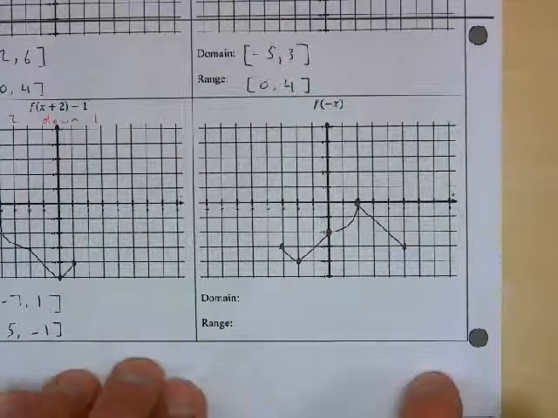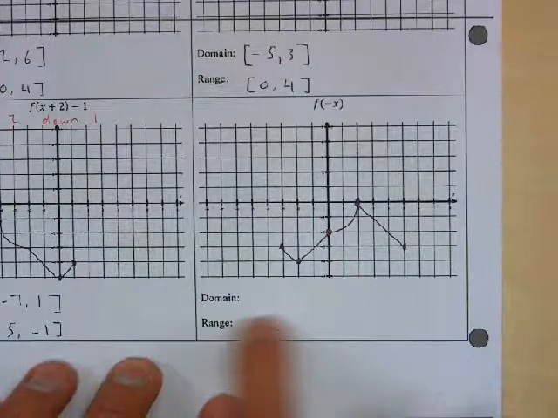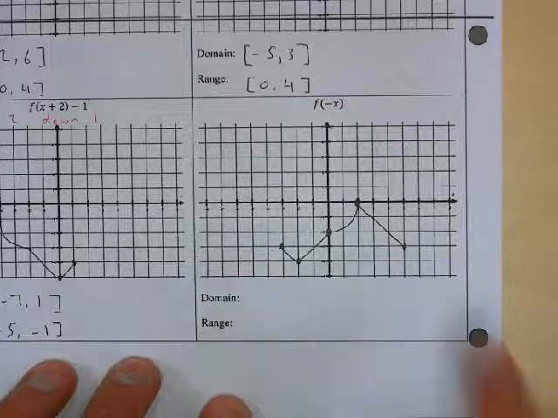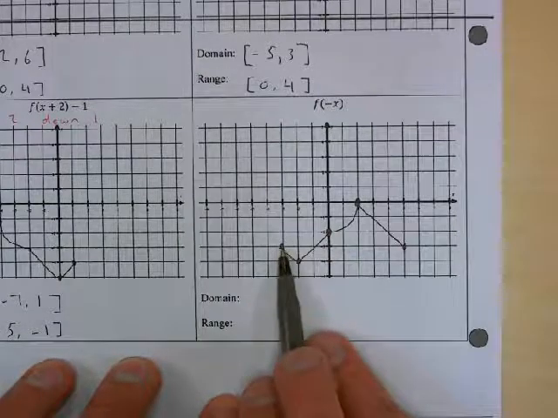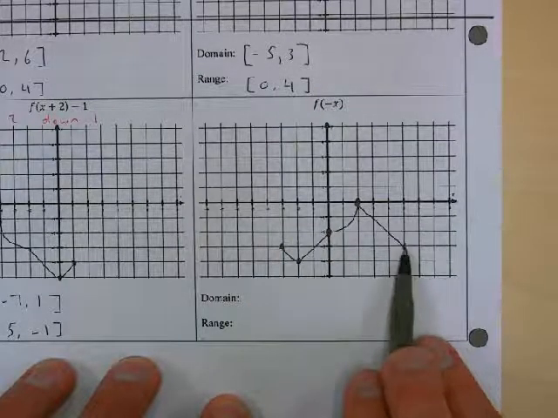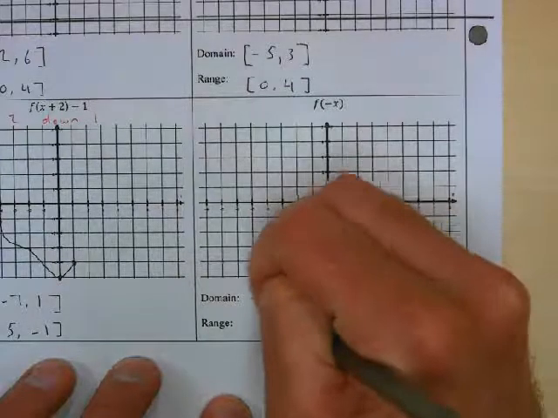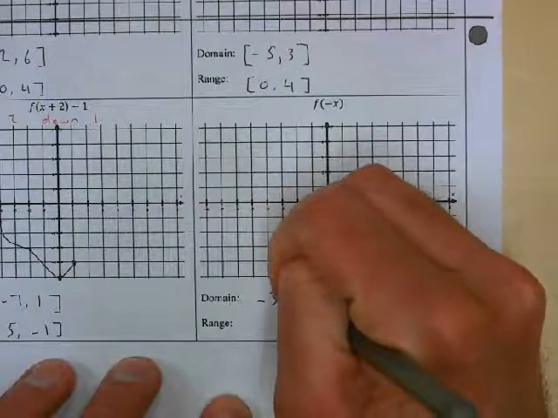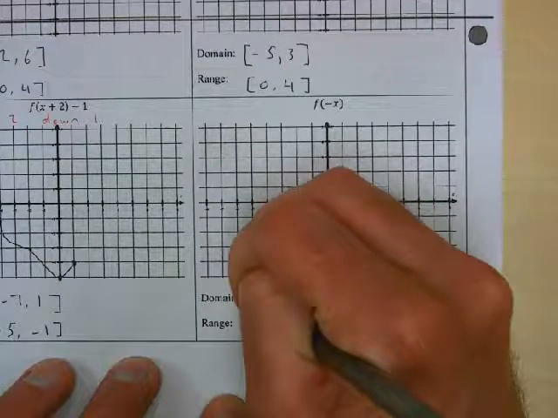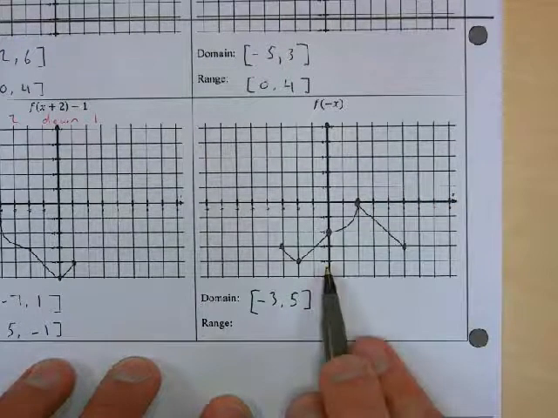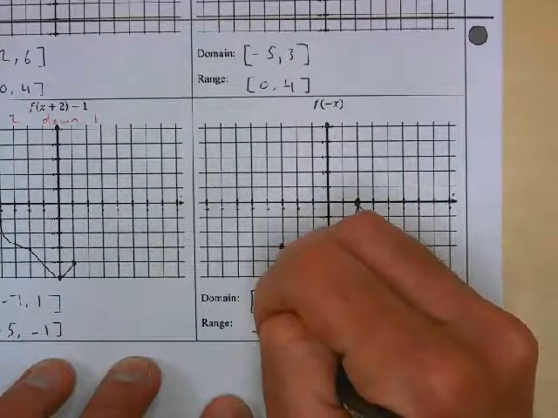So what's our domain and range going to be? And again, don't stress too hard on trying to figure it out before. Just look at your graph. That's the easiest way. Our domain goes from negative 3 to positive 5. And our range goes from negative 4 to 0.